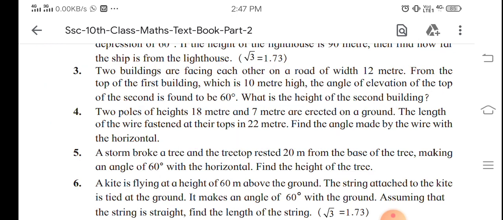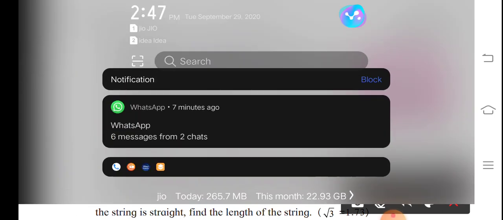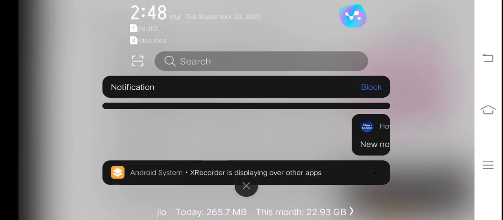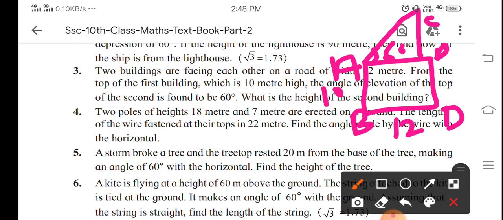Okay, now can you see the diagram? I'm just drawing the diagram again. The diagram is like this. This is our P, this is D, I assume this is B, and this is A. This is C, and this is angle 60. This is 10 meters, not centimeter, and this is 12.